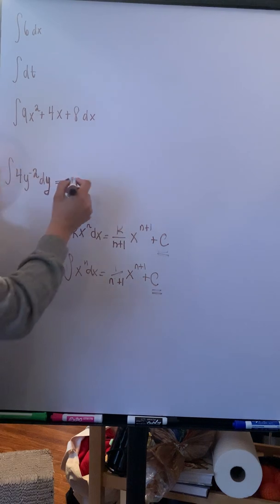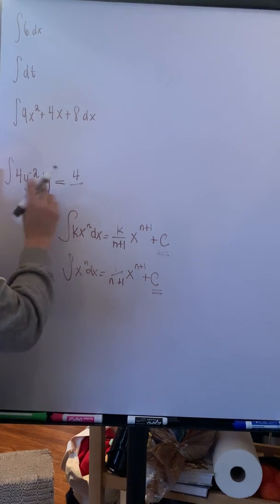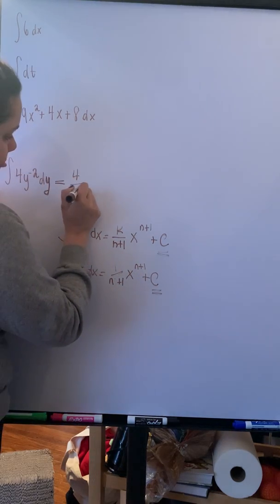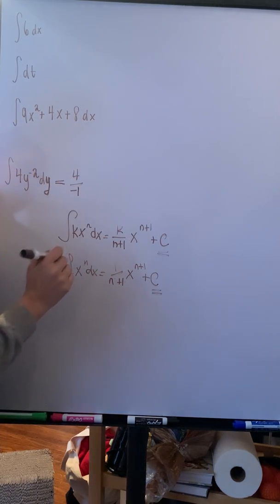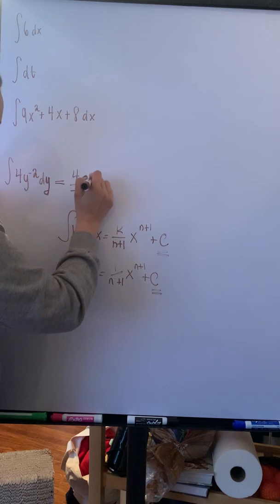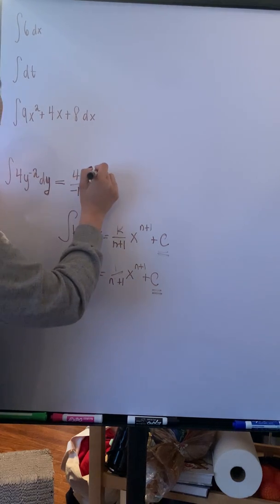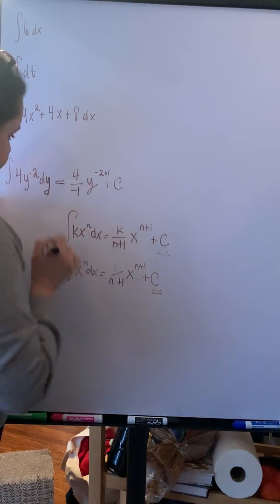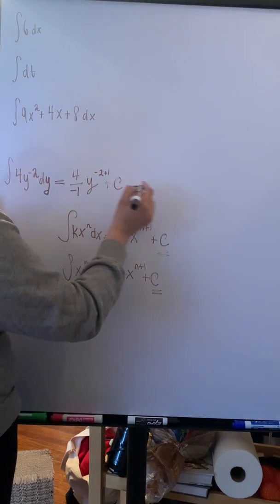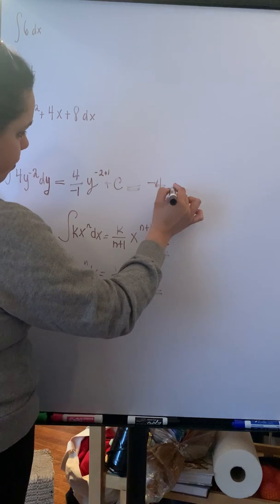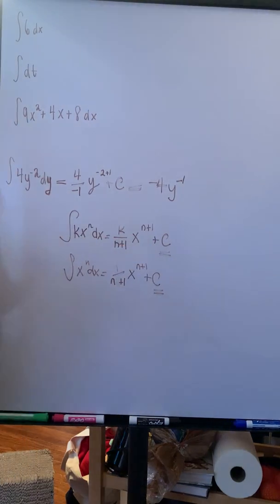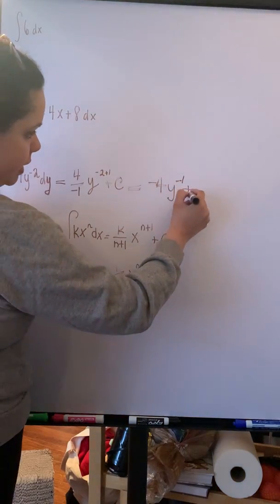I'm going to copy the constant over, so I'm going to have 4. And then I'm going to have n plus 1. So negative 2 plus 1 is negative 1. Okay, so I'm going to have negative 1, and then y, because it's my variable, y to the negative 2 plus 1, plus c. Okay, and then I'm going to simplify that out. So I'll have negative 4 y to the negative 1 plus c.